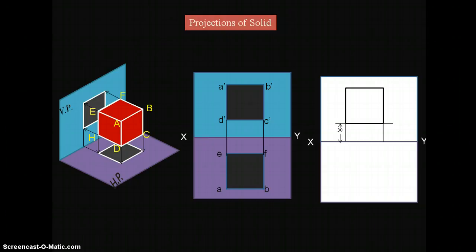Next we need to draw the top view. For this top view, again we need to draw the reference line, that is at a distance of 20 mm from the XY reference line. Why? Because it is 20 mm in front of the vertical plane. So look at the 20 mm. Now again draw the projection line.